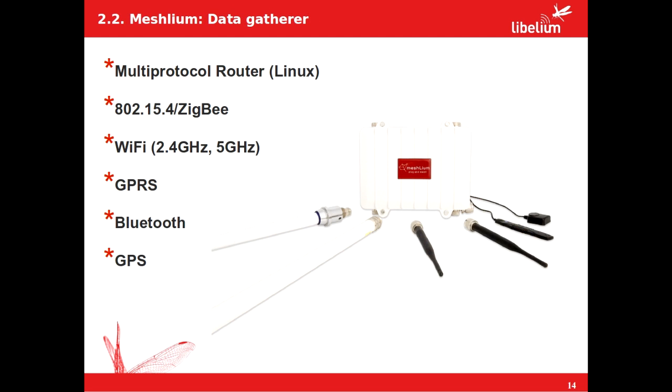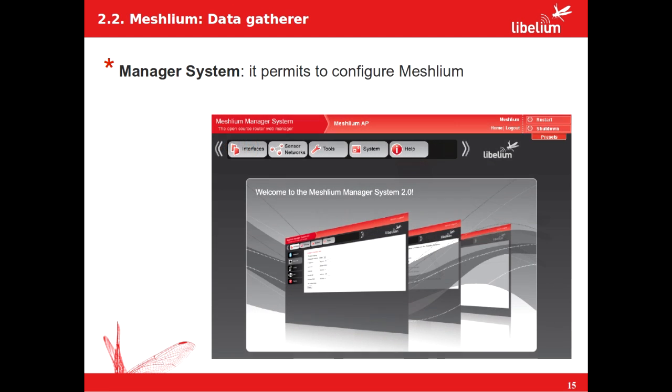In this chapter, I'm going to explain the data gatherer. In other words, the Meshlium device. Basically, it's a multi-protocol router with several interfaces on it. 802.15.4 or ZigBee protocols, Wi-Fi, GPRS, Bluetooth, or GPS protocols. Besides, Meshlium provides an application called Manager System that permits to configure Meshlium very easily.